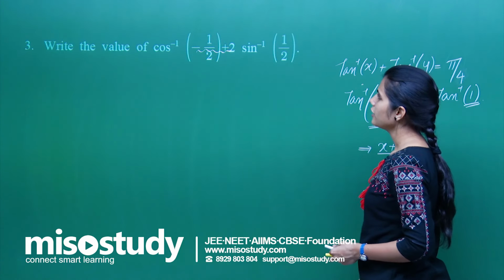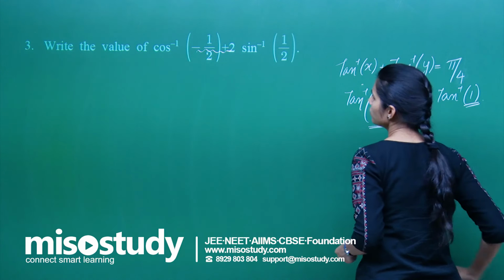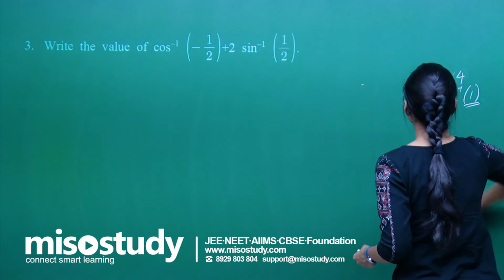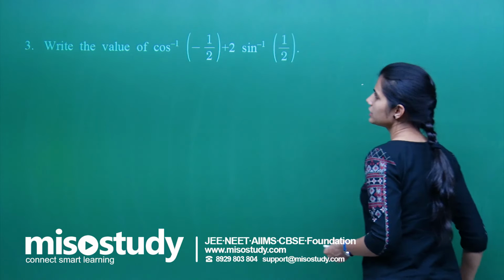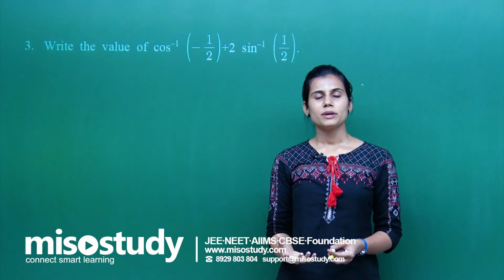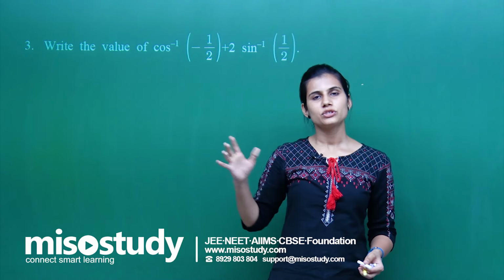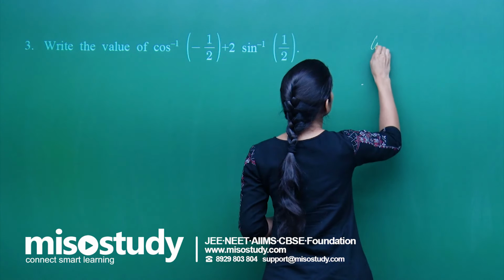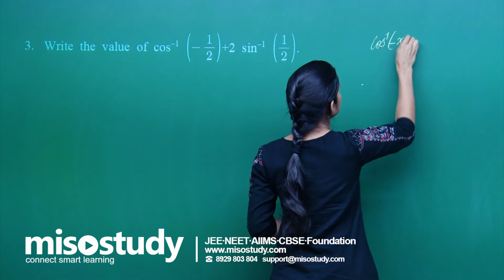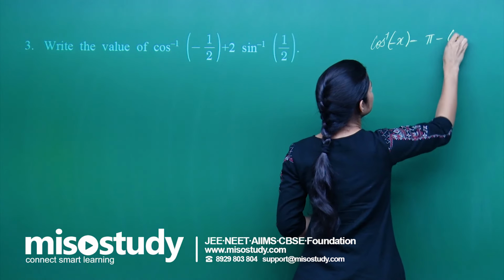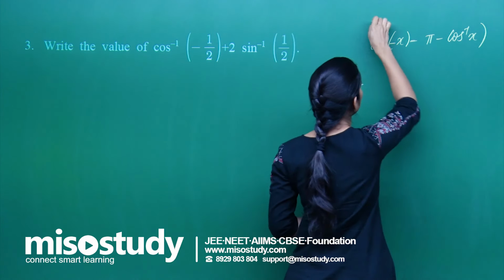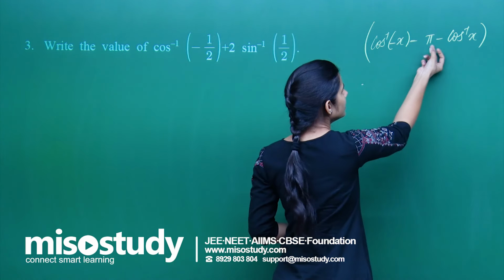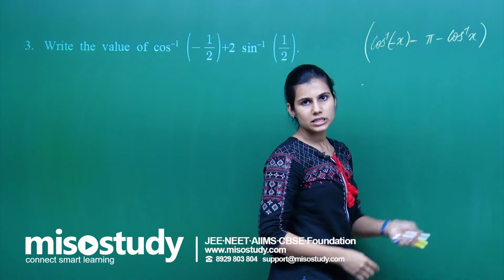Next question we have, write down the value of cos inverse of minus half plus 2 times sine inverse of half. Now if you remember, there was a property which we did, which inverse trigonometric functions pull out the minus sign and which inverse trigonometric functions do not. So over here we know that cos inverse of minus x is pi minus cos inverse x. It does not take out the minus sign, it actually brings a pi in picture, and that's what it turns out to be.